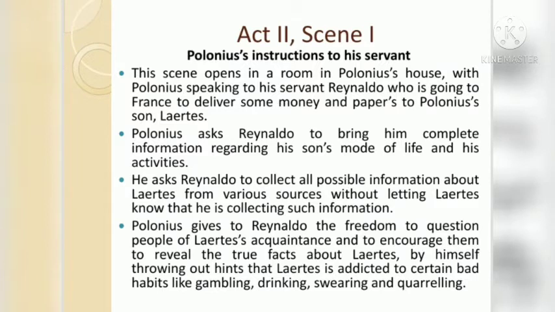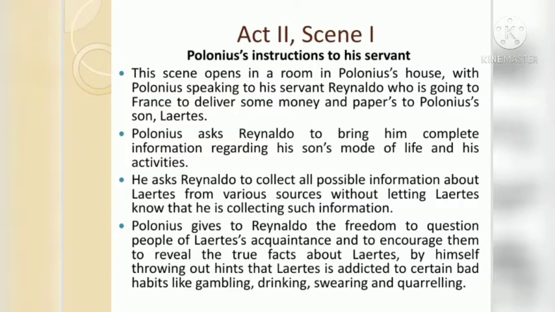Act 2, Scene 1 marks Polonius's instructions to his servant. In the previous act, we have already seen Polonius giving a set of instructions to his son Laertes while he was going to France, a set of instructions on how to live, how to lead a life. And in this scene, we can see Polonius's instructions to his servant.